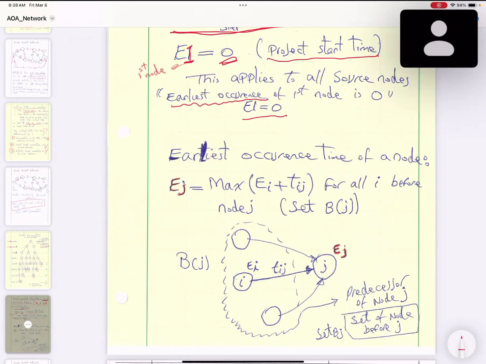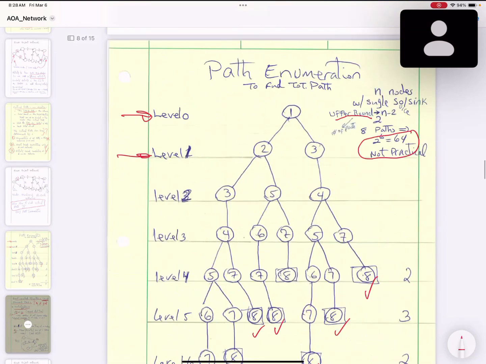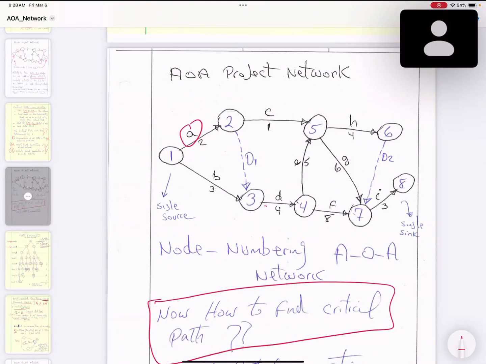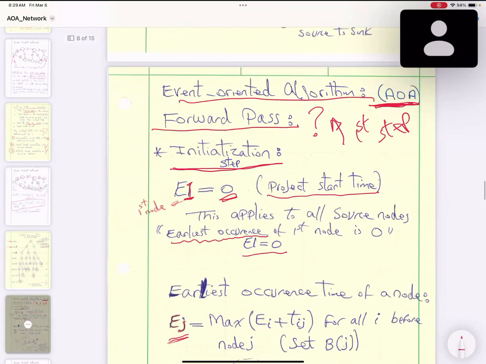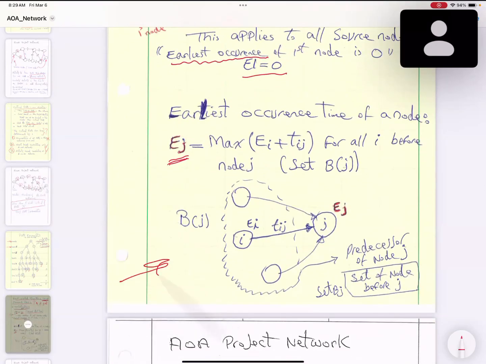Now, the earliest occurrence time of any node, E sub j. You have your project network consisting of a big network. Now we want to see how early we can start all these different activities. How are we going to do it? You can visualize your project network and say this is a subset of my project network right here. So the earliest time that you can start any activity J is equal to the maximum of E sub I plus T sub ij, for all I in the set of predecessors B sub J.